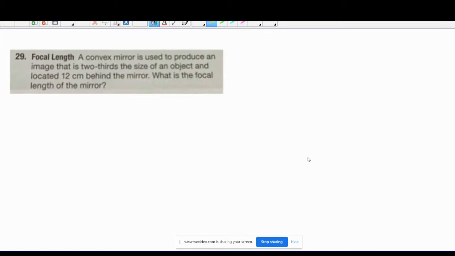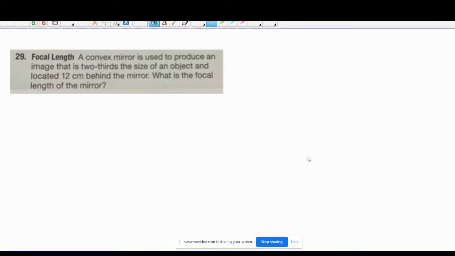Question from a student here about question 29 from lesson 222 on curved mirror reflection. The question states, a convex mirror is used to produce an image that is 2/3 the size of an object and located 12 centimeters behind the mirror. What is the focal length of the mirror?